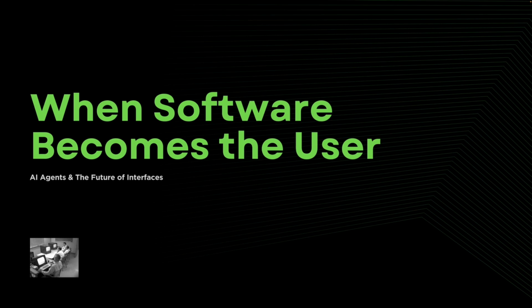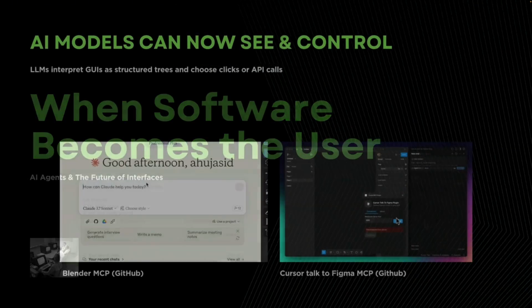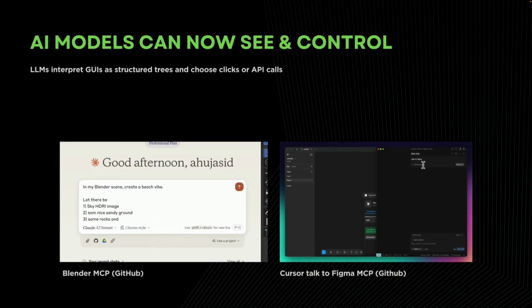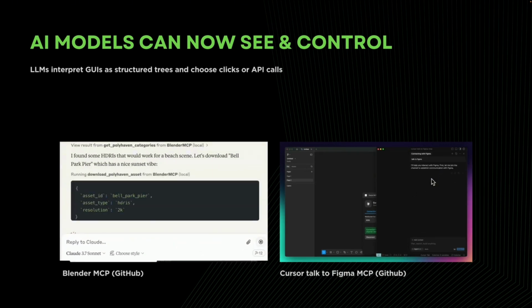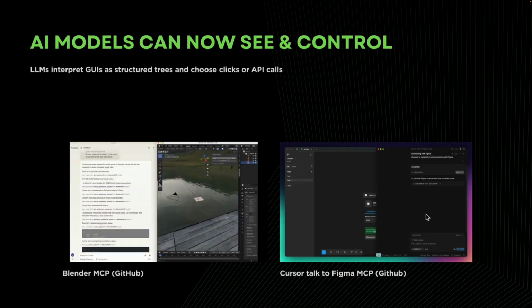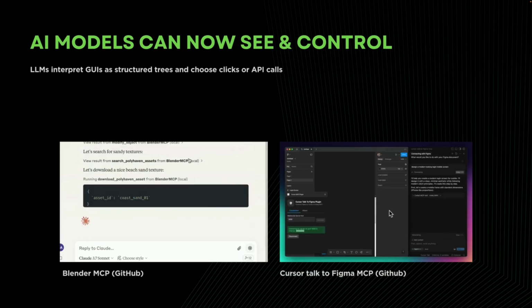Today we're going to discuss software when it becomes the user. This is pushed by the rapid development of AI agents and the whole discussion around the future of interfaces. AI models can see and control nowadays. LLMs interpret GUIs as structured trees and choose clicks through MCPs.